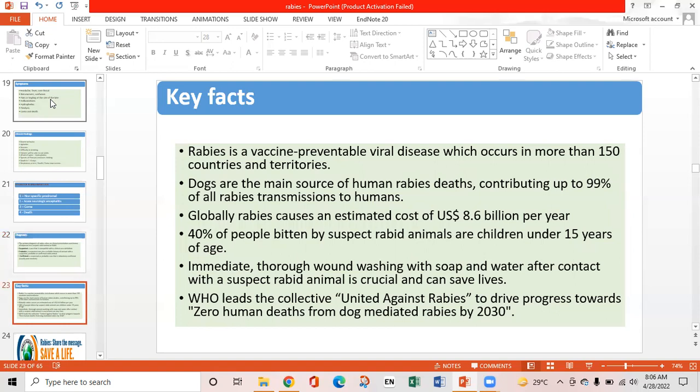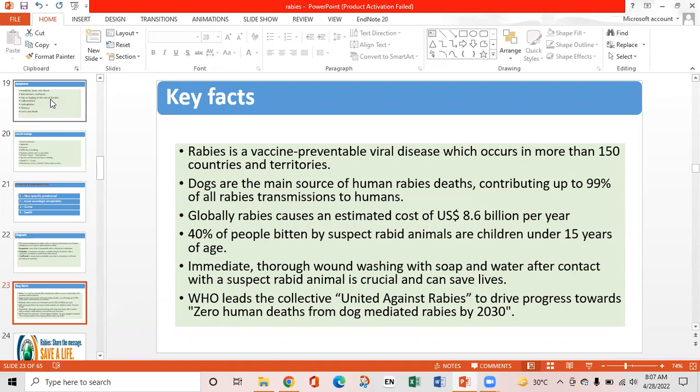Key facts about rabies. Rabies is a vaccine preventable viral disease which occurs in more than 150 countries and territories. Dogs are the main source of human rabies deaths, contributing up to 99% of all rabies transmission to humans. Globally, rabies causes an estimated cost of about US$8.6 billion per year. 40% of the people bitten by suspect rabid animals are children under 15 years of age.